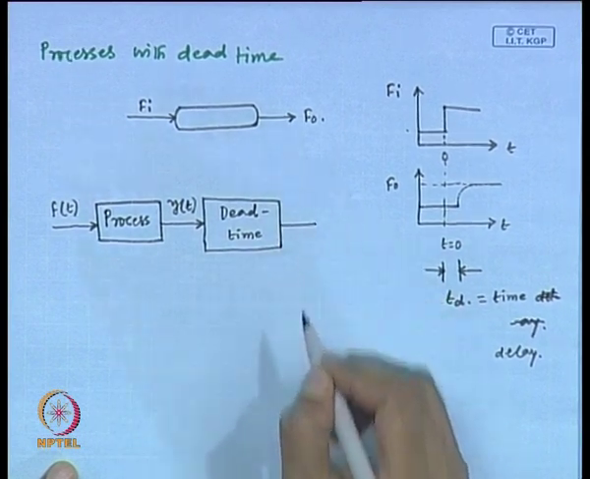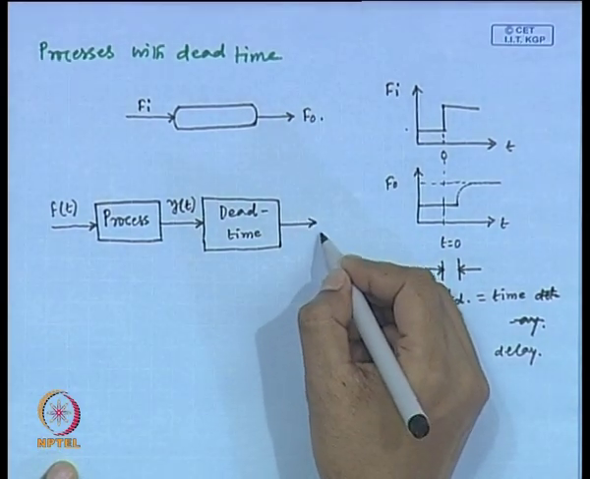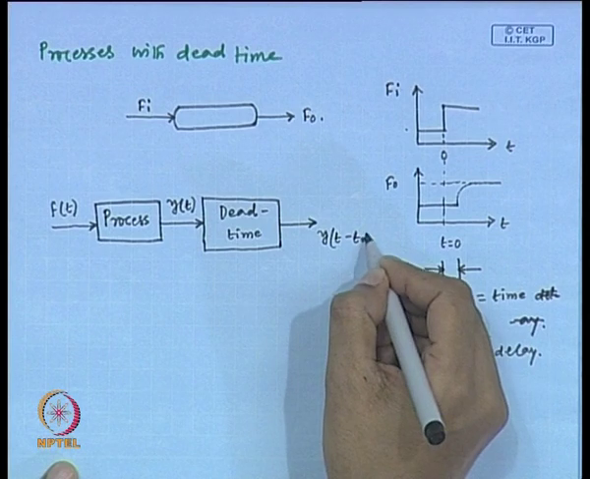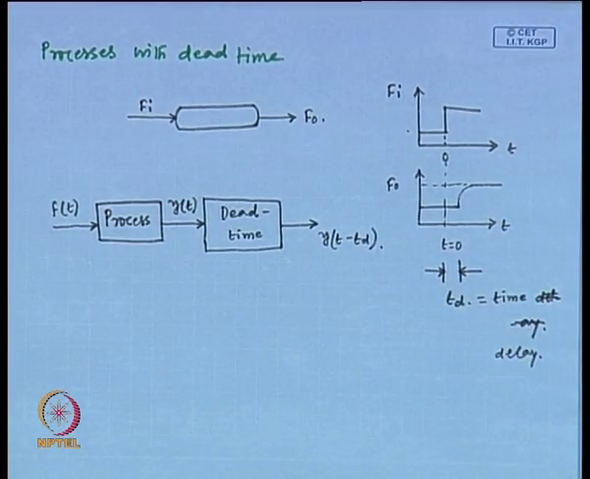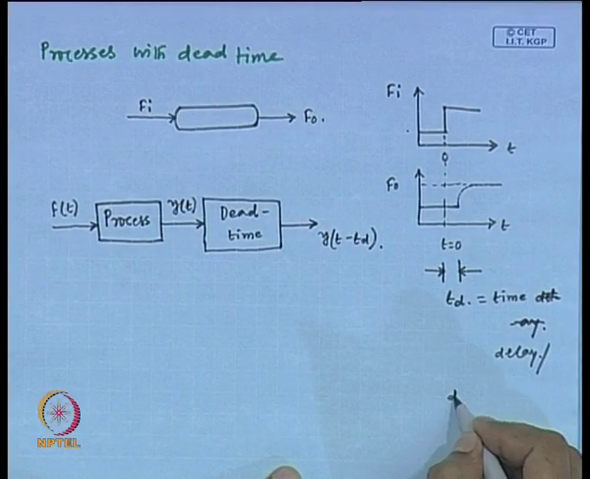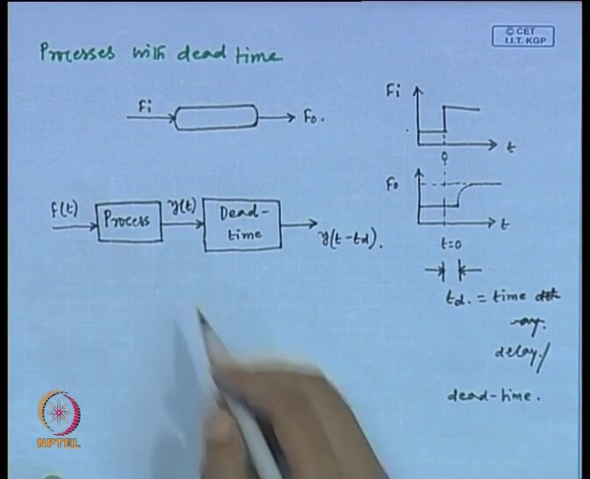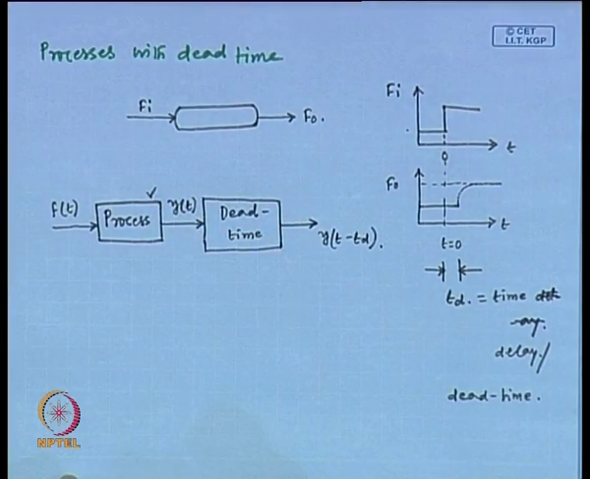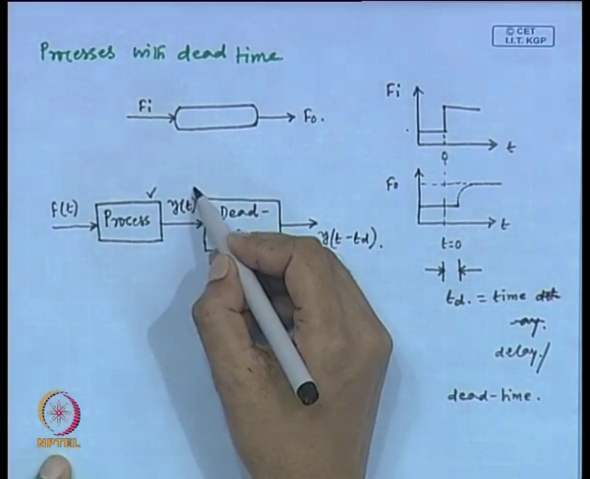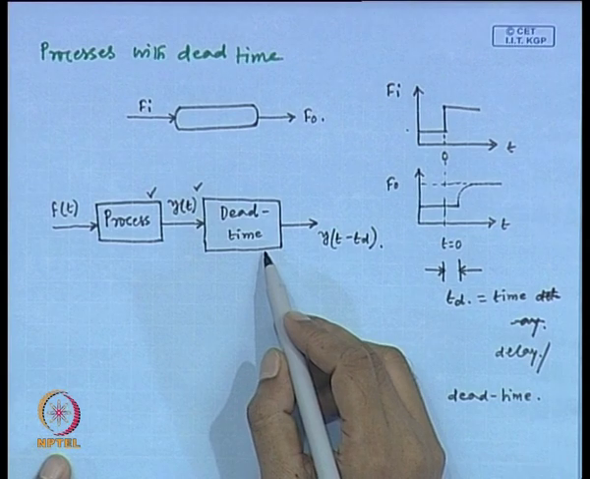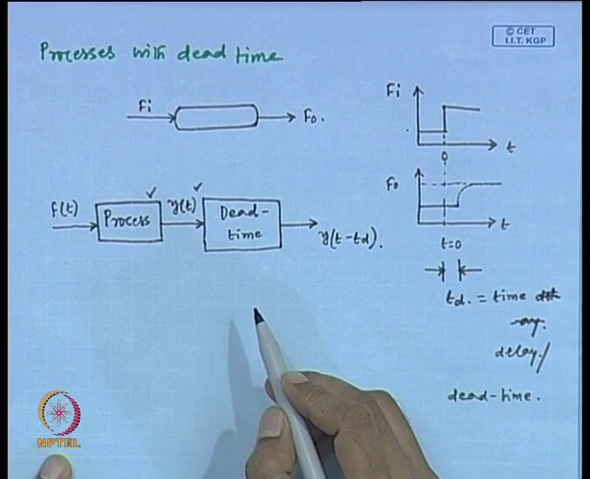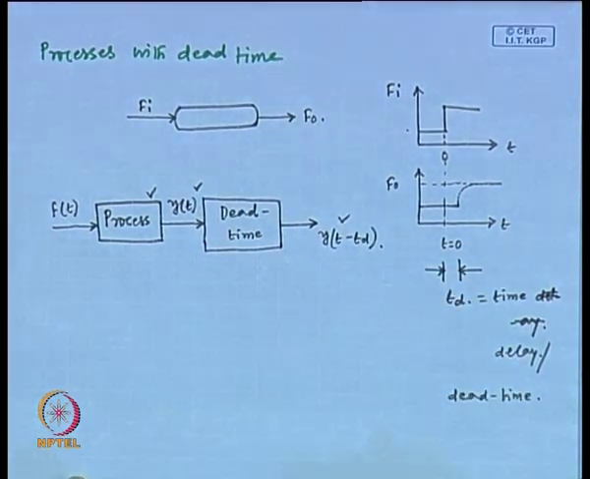What will be the output of this dead time block? Output will be y(t minus td) if td is the dead time. So, td is time delay or dead time. This block is representing a process. Input to the process is f(t), output from the process is y(t), and another block we have included for the dead time. Output of the dead time block is y(t minus td).